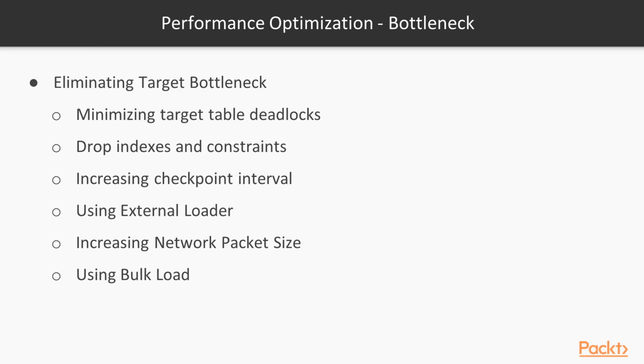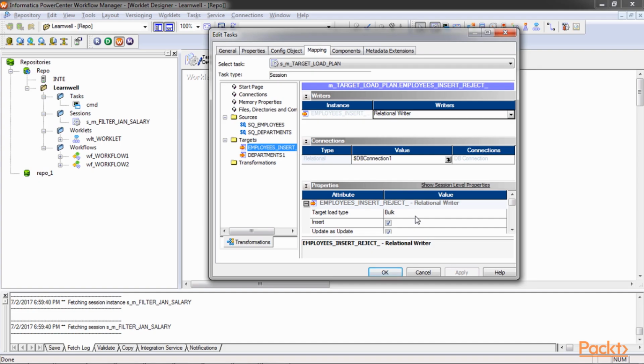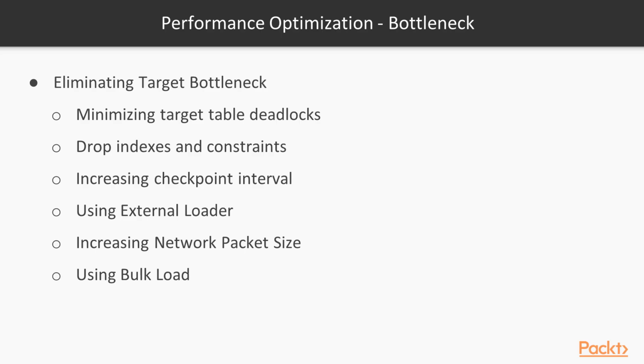Using bulk load. By configuring the session properties to use the bulk load, your performance can significantly enhance. When you use bulk loading, the database logs are not created, which in turn enhances the performance. If you disable the database log, the recovery cannot be done, as there is no log of the events on the database. As you may notice, performance can be achieved by compromising on some other factors. You need to decide and make a fine balance between all the factors.